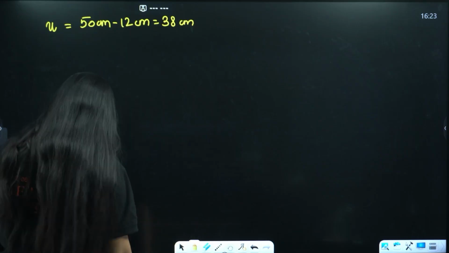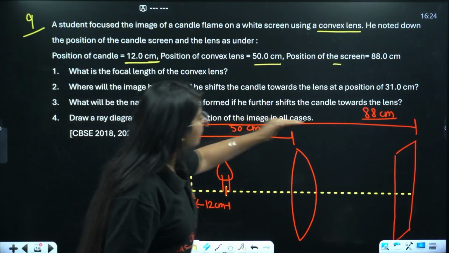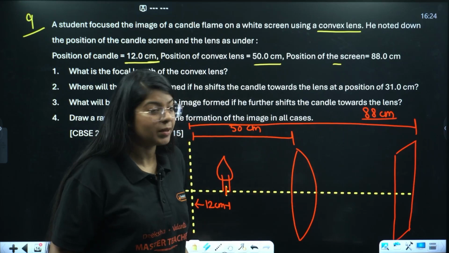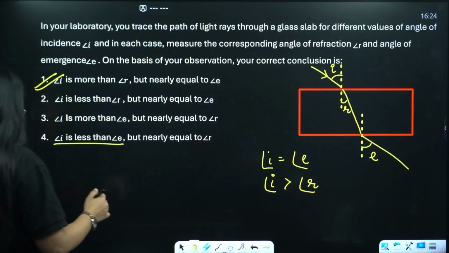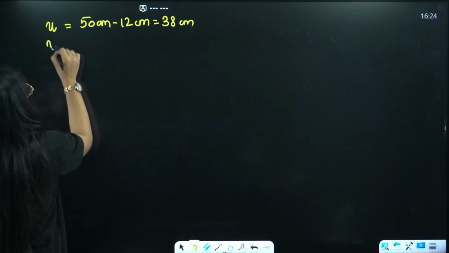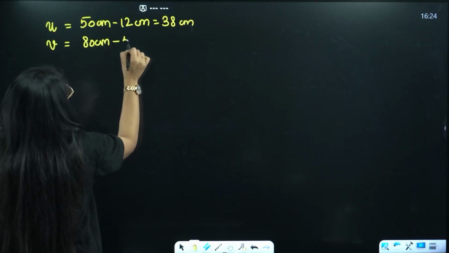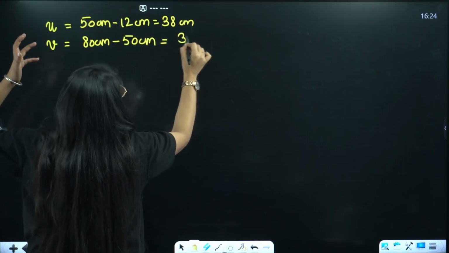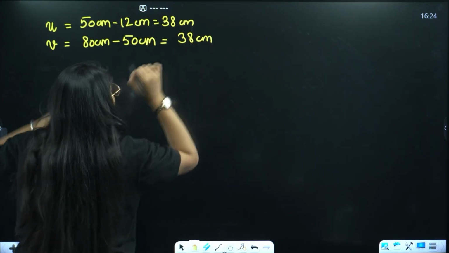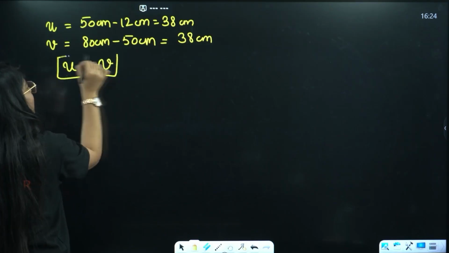Understood? And now we also have image distance. How? The screen is at 88 centimeter and this lens is at 50 centimeter. So image distance will be 88 centimeter minus 50 centimeter. Now frankly, weirdly, this is also 38 centimeter. So image distance is equal to object distance.